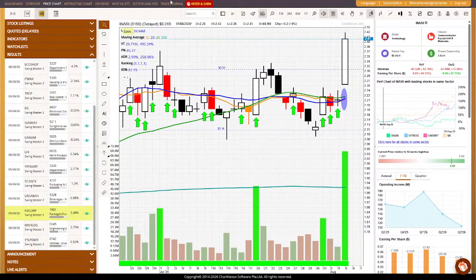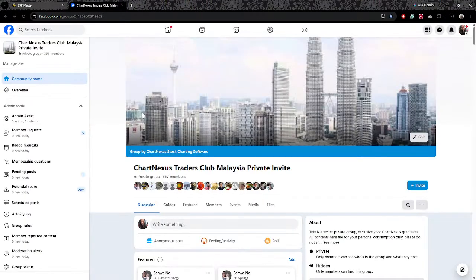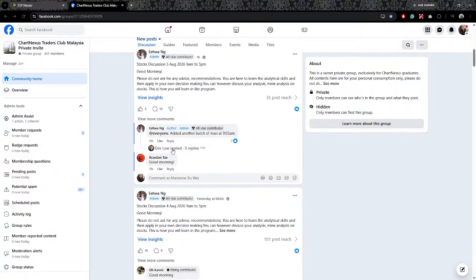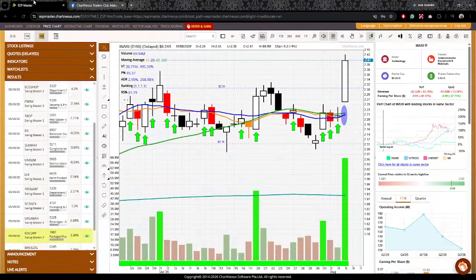Just to share with you, this was inside here. Can you see here? Added another batch of Inari, 11 hours ago at 9:04 this morning, 5th August, today. This is actually a web version of the software, a slightly different version. This is the ESP Master Pro.